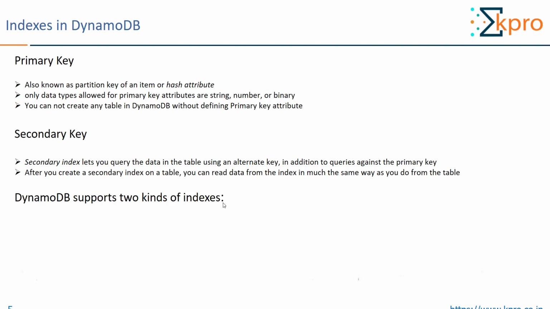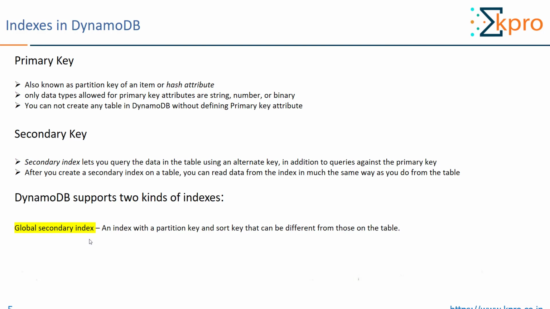So DynamoDB supports two kinds of indexes. First is a global secondary index, an index with a partition key and a sort key that can be different from those on the table. So suppose you want to create a composite secondary key, very simple, or a simple key. You can create indexes on any other column or attribute which is not part of either the primary key or the sort key. We'll see what the sort key is. That is called global indexes or global secondary indexes.